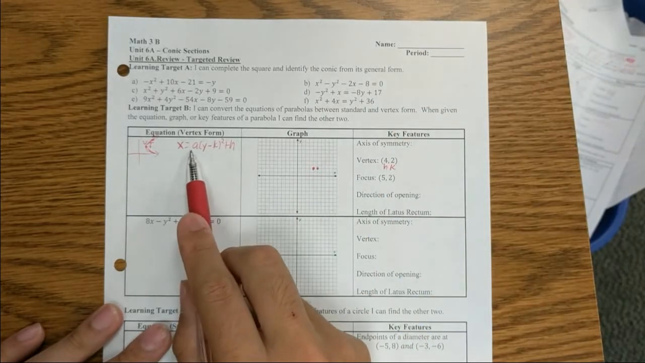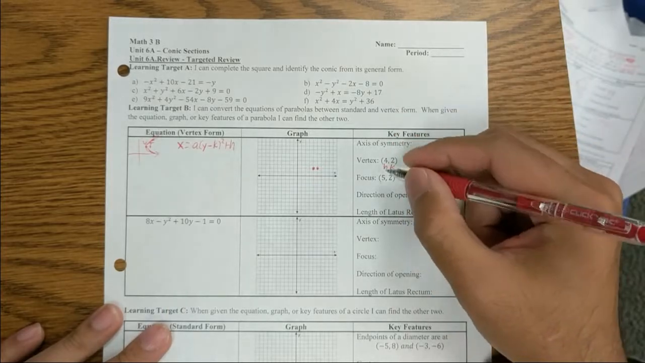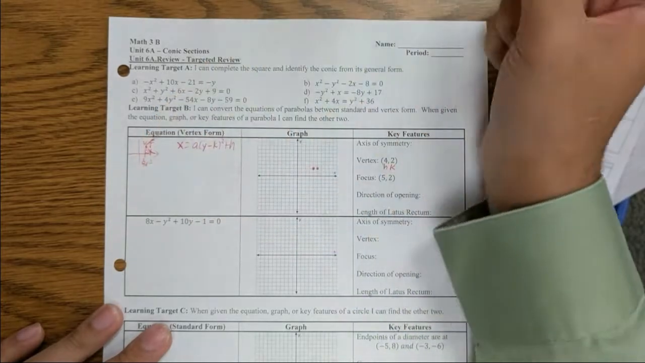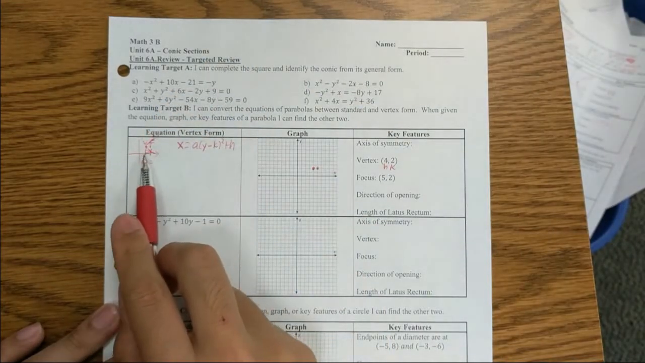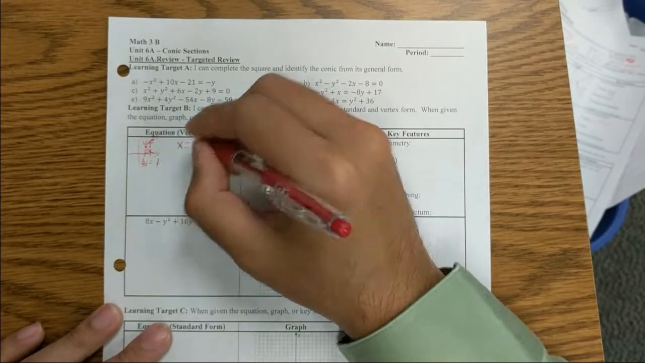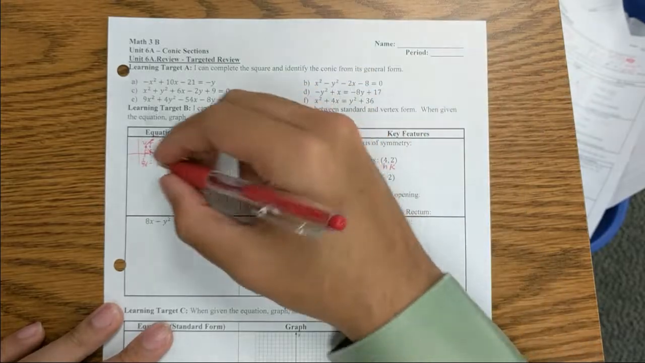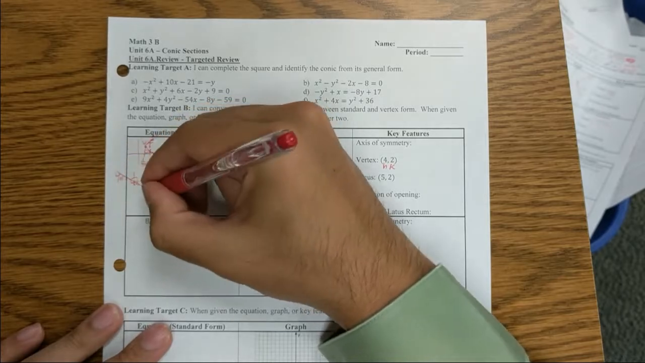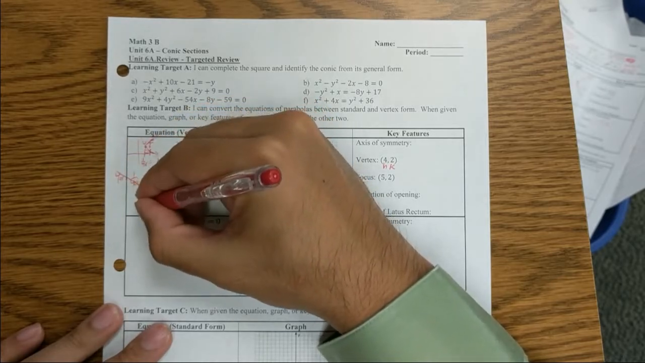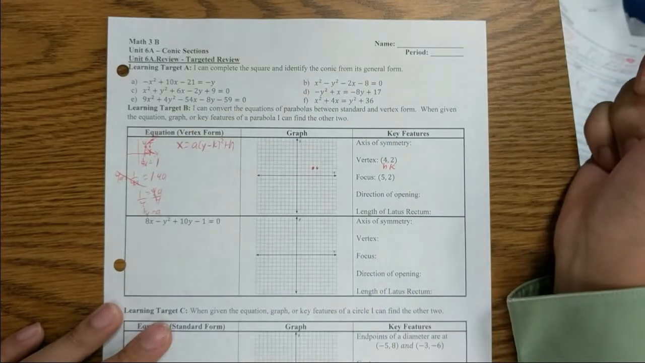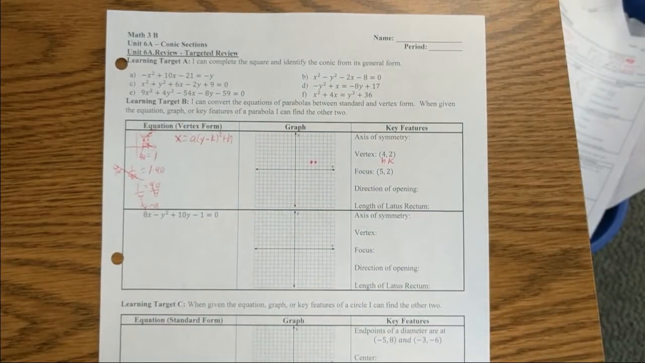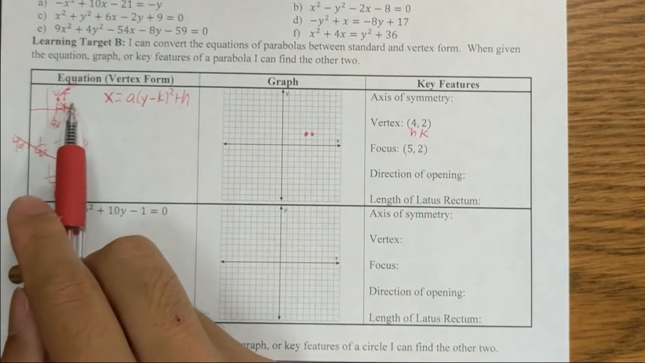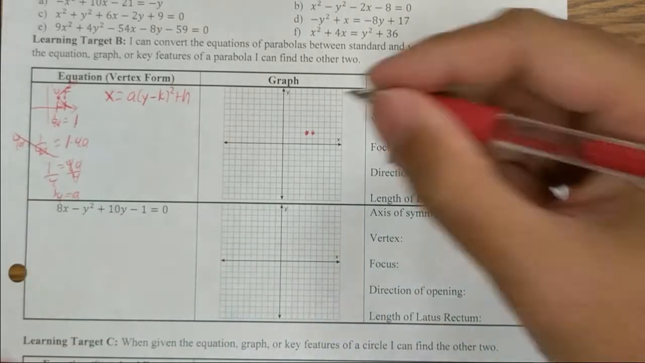And then for the a value, I use the fact that the distance between the vertex and the focus is equal to 1 over 4a. But the actual distance between (4, 2) and (5, 2) is 1 unit. So if 1 over 4a equals 1, multiply both sides by 4a: 1 equals 4a, divide both sides by 4, a equals 1/4. I do need to decide if this is positive 1/4 or negative 1/4. Because this parabola opens to the right, I know it's positive. If it had opened to the left, it would have been negative instead.